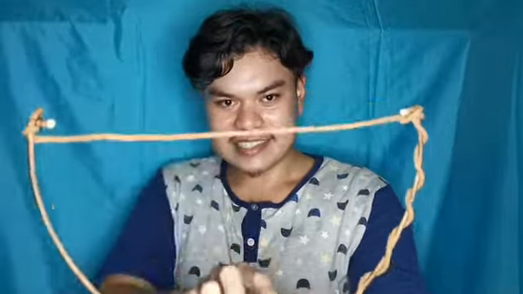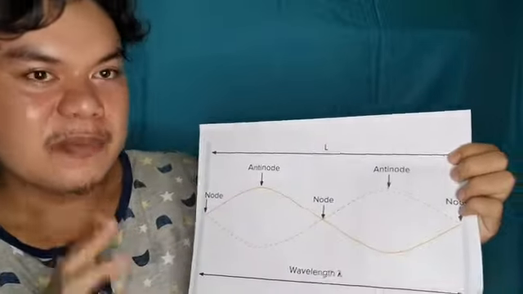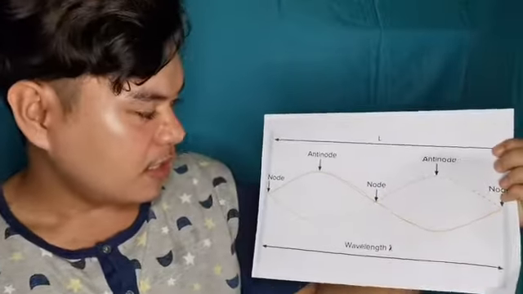And standing waves in physics are waves that oscillate. That means it is a kind of wave that moves back and forth like a pendulum, just like this. Okay, for a better understanding, let's say this is part of a sound wave.